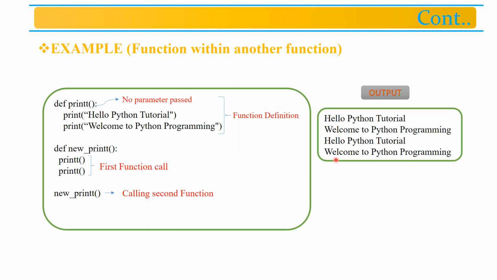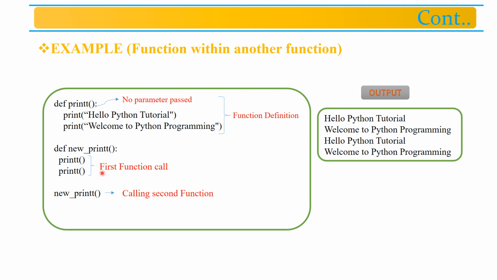Next, I am going to use a function within another function. First I have declared one function called print tt, and another function that I have used as new underscore print tt. In this function I am going to call the function print tt two times. This is the first function call, and the next one, I am going to call this other new function, new underscore print tt. This is the calling of the second function. Here that is a function within another function.